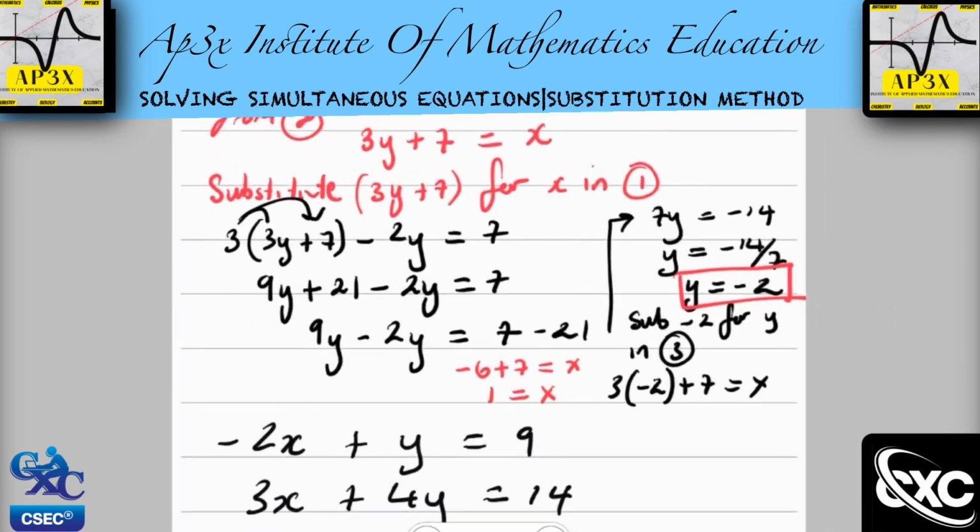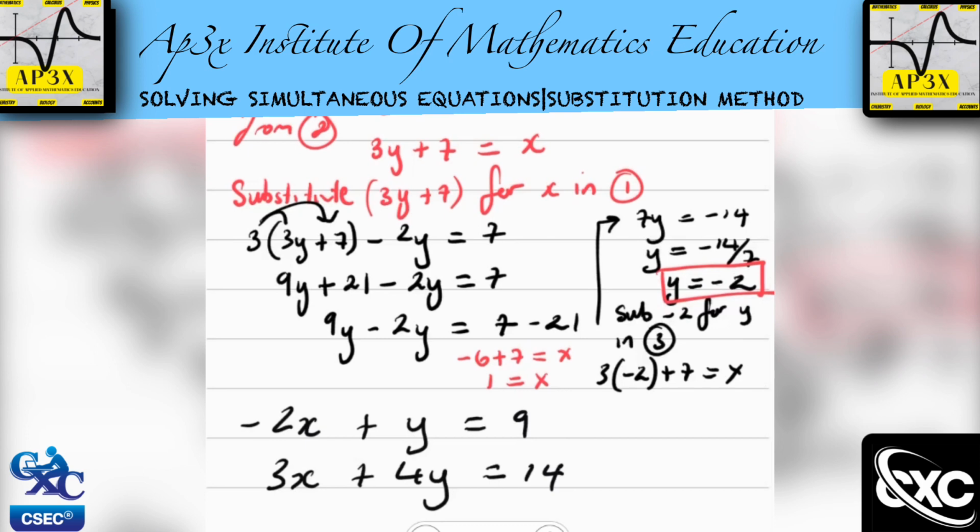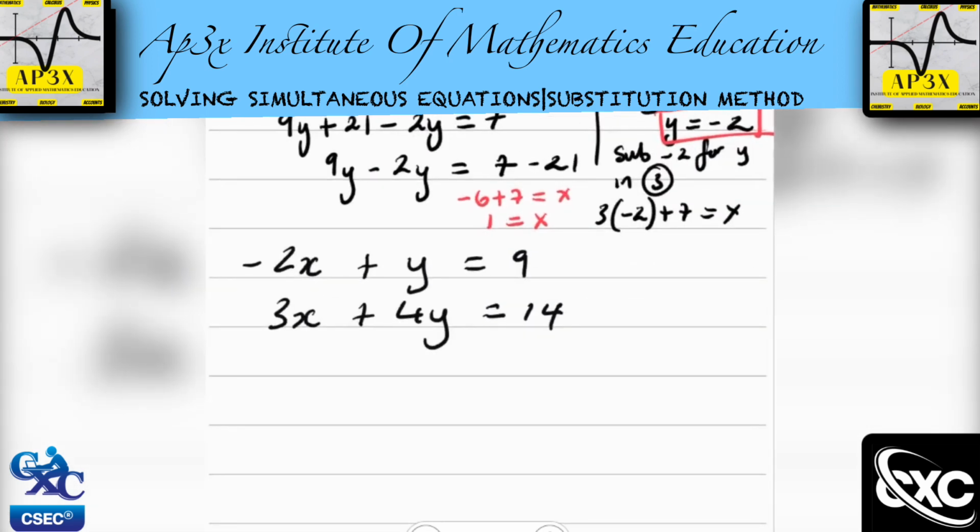All right, so you can see that the substitution method, although highly underrated and not taught a lot in the secondary schools, is quite an easy process to solve a pair of simultaneous equations. Again, as I said, this method is best used when your variable has a coefficient of 1.